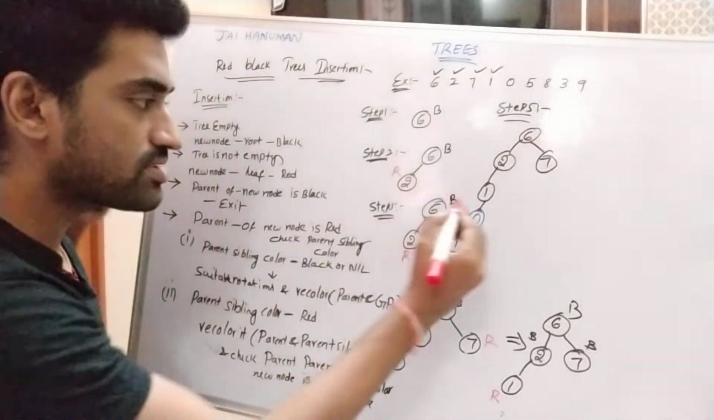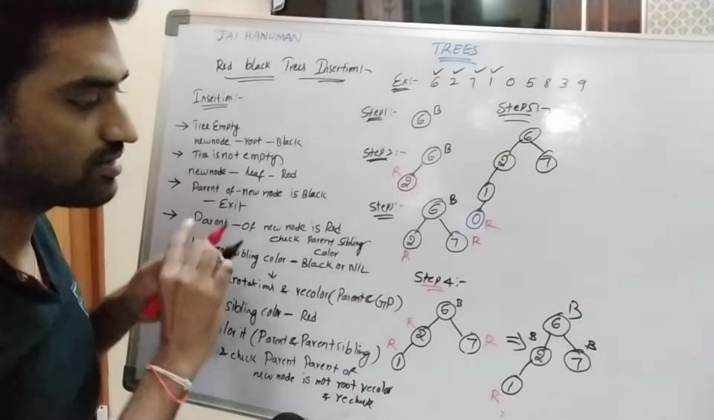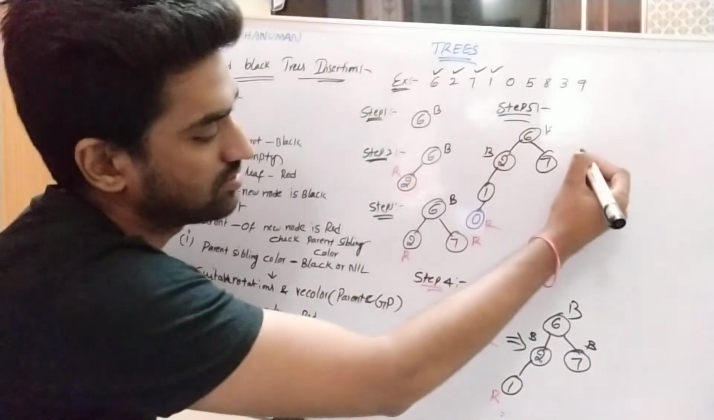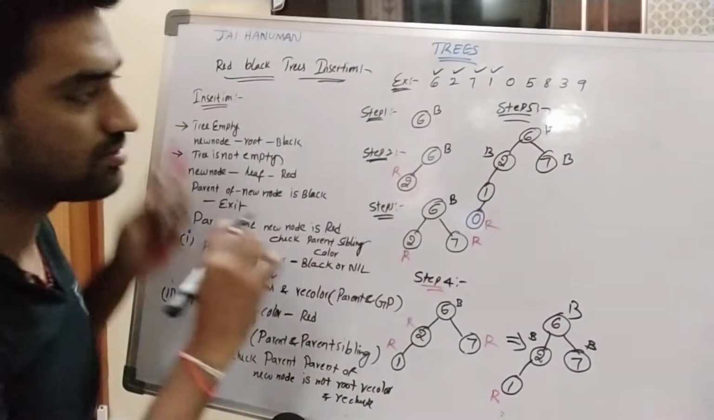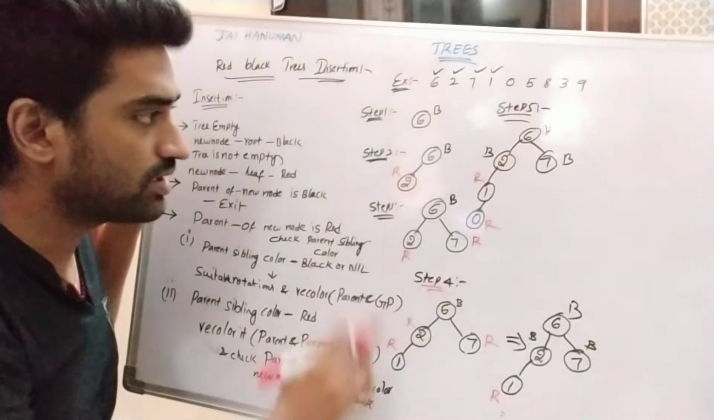So the newly inserted node is always represented with the help of red. The root is always black. So black, black, black, red. Right? So here now check.